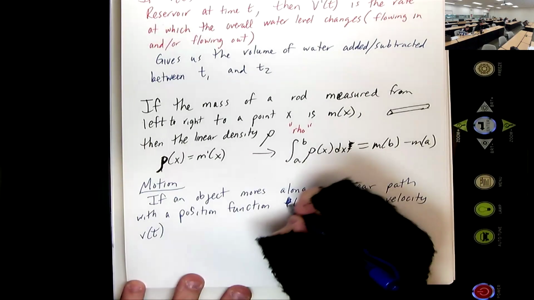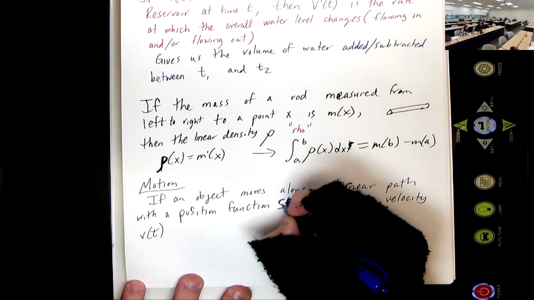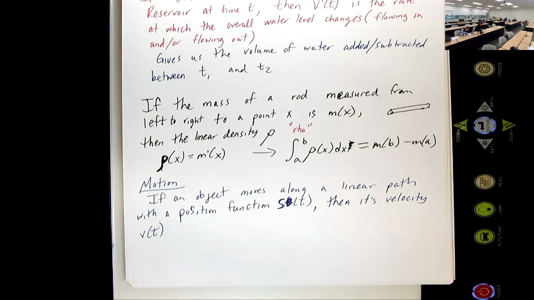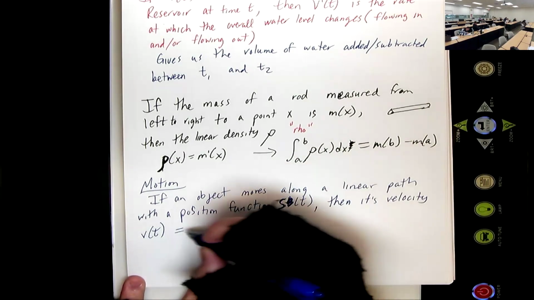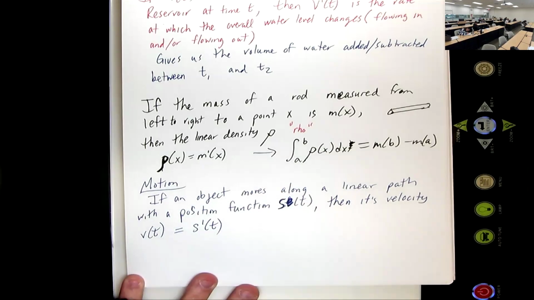Did I use f? This is almost always given as s. I don't know why. P is for pressure, so they didn't want to use the position function with a p. Maybe they just went with the next consonant in the word. I don't know where the s comes from. Might be related to arc length. We use s for arc length. v of t is s prime of t.